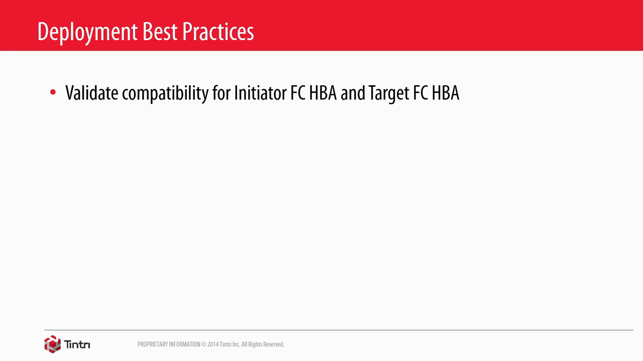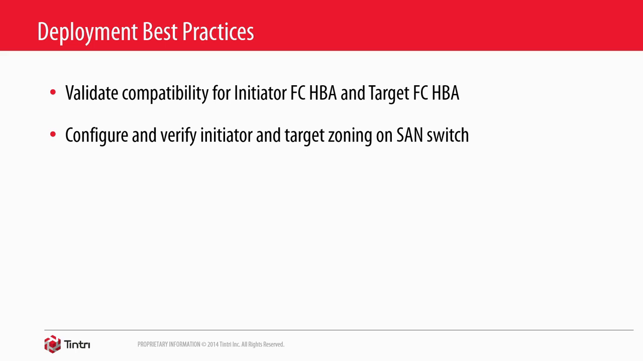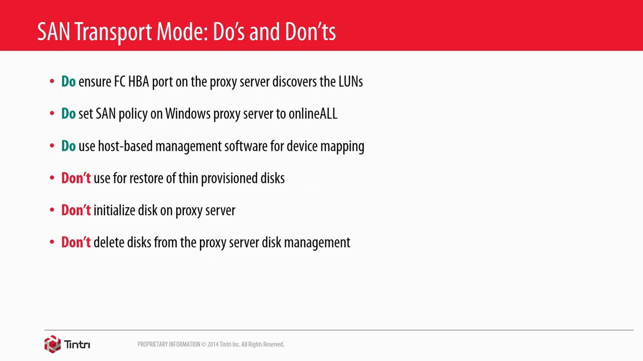Deployment best practices for SAN transport mode. Well, you have to make sure that your HBAs are compatible at the target and the source itself. And configure and verify your initiator and target zoning on SAN. Yeah, we haven't done that. Proxy server should be a physical server. Right, and these are the do's and don'ts of SAN transport mode.